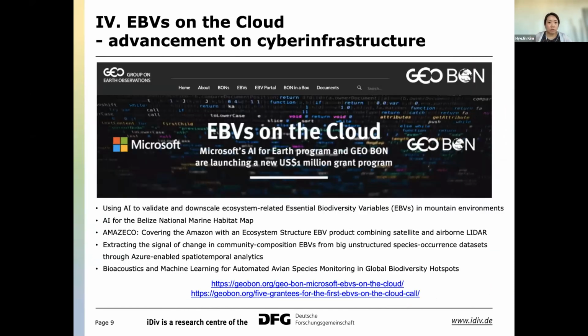And finally, I wanted to share the latest collaboration between GeoBond and Microsoft on the EBVs on the cloud. So it's really optimizing the use of machine learning and artificial intelligence and cloud-based computing to derive EBVs, harvesting multiple sources, and ultimately to inform decisions on conservation and sustainable development. There are 5 projects that were funded last year, and I think we will see some results in a few years down the road. And I left the links for you to read a little bit more about each project that was funded. And I think this is one big step forward in making data more interoperable and connectable. And hopefully this will also extend to model-based scenarios analysis and so on moving forward.